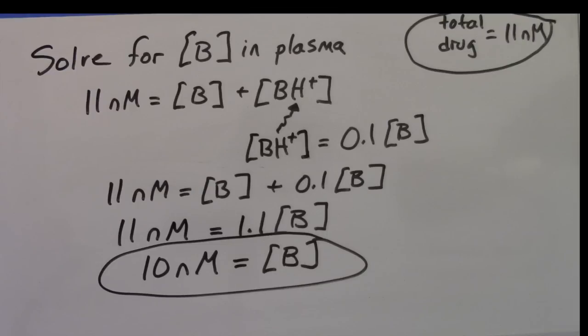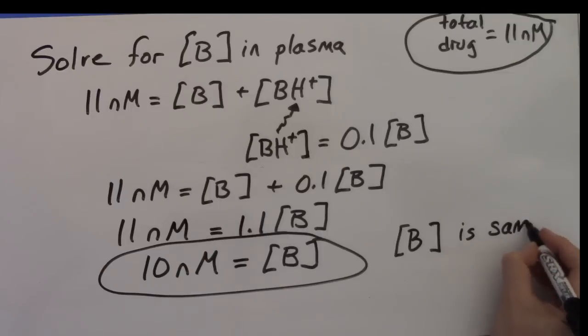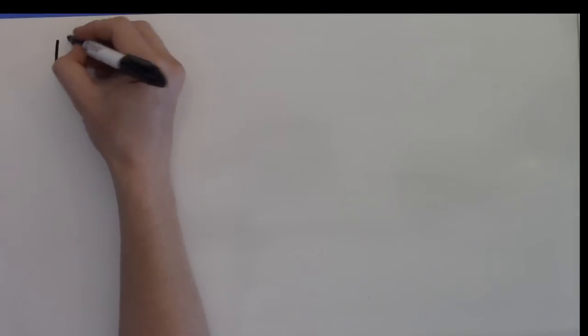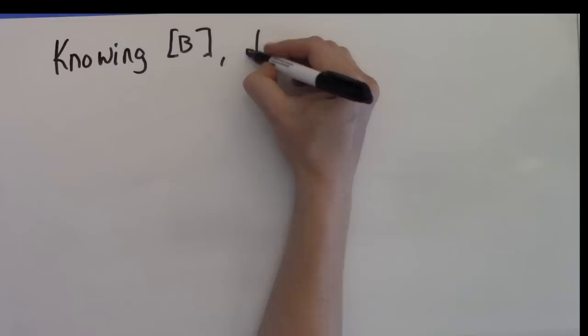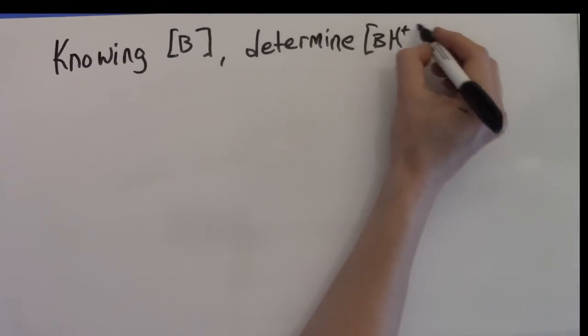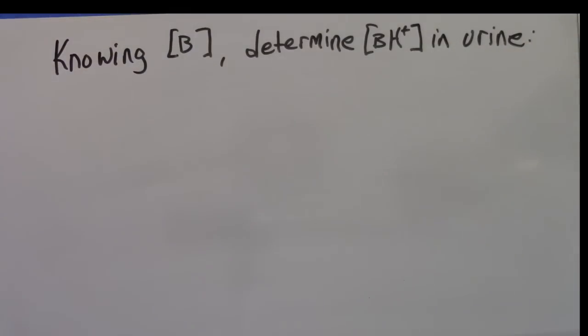So now we know the concentration of un-ionized drug in the plasma. And because it is the un-ionized drug that diffuses across the membranes of the bladder epithelium, we know that the concentration of un-ionized drug, that is B, in the urine has to be equal to the concentration of un-ionized drug in the plasma. So knowing this, and knowing that the total drug in the urine is equal to the concentration of ionized plus un-ionized drug, we can plug back into the Henderson-Hasselbalch equation to determine what the concentration of BH+ is in the urine.